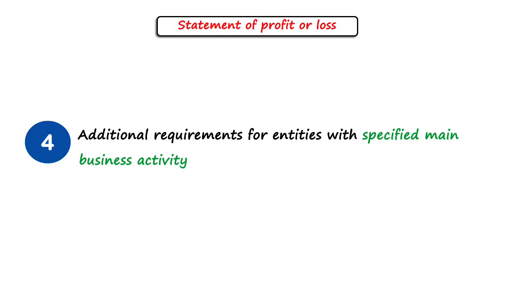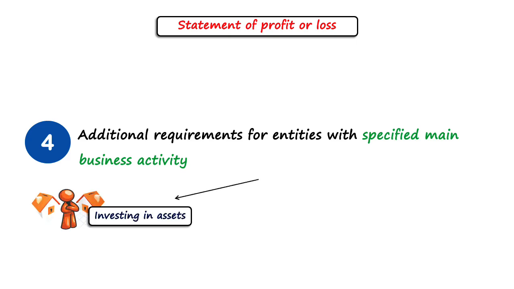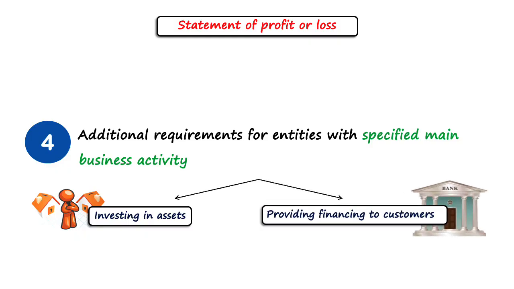Change number 4, there are additional requirements for entities with a specified main business activity, which is logical because that general format might not fit every business. And so IFRS 18 says that if an entity's main business activity is investing in assets, for example investment property companies or investment funds, or it is providing finance to customers, for example banks, then they classify certain items differently than other entities.